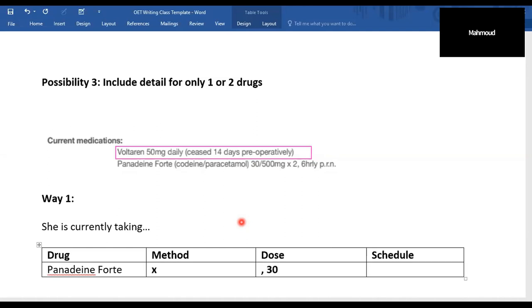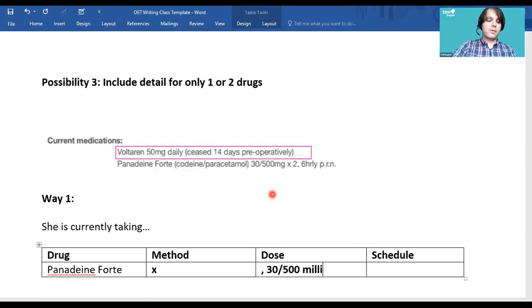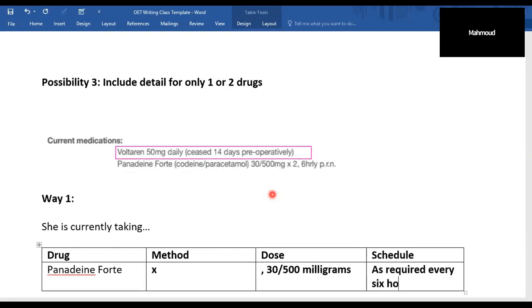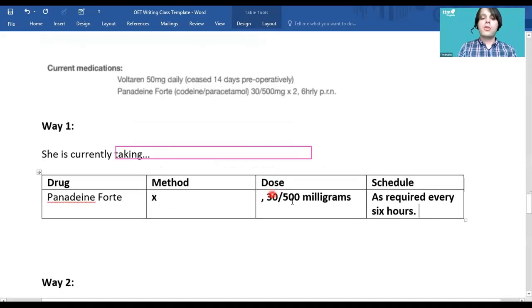30 to 500 milligram. What does that mean? Oh, I don't know. This is the combination drug. So here, 30 milligram codeine and 500 milligram paracetamol. Ah, right. So I would just put 30 like this, milligrams. What's the schedule, sir? Do you remember from the PRN? As required. Every 6 hours, as required.